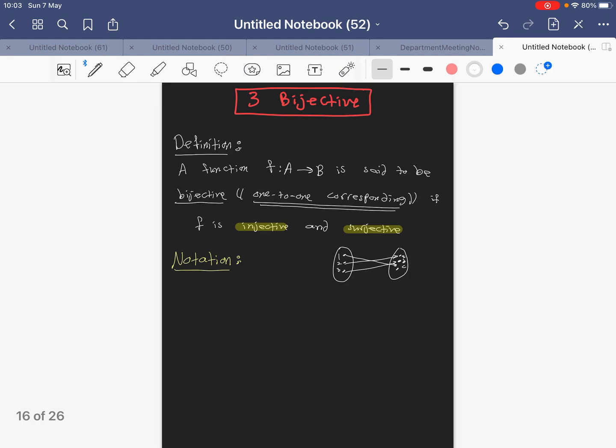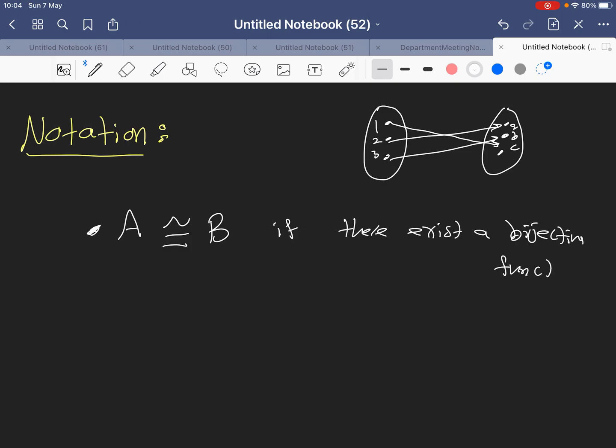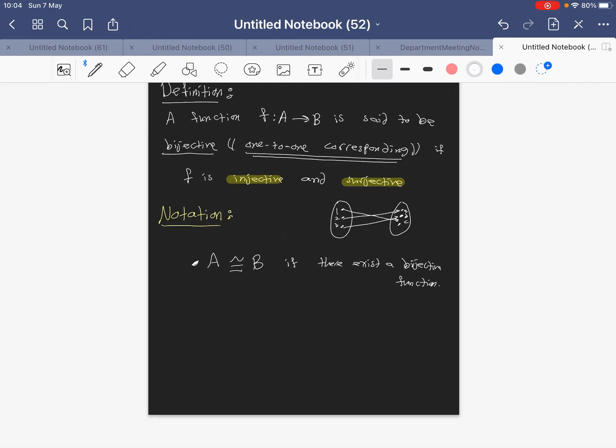One thing before I conclude this video is some notation. The first one, and the most famous one, is that sometimes we write A kind of equal, equivalent to B if there exists a bijective function. So we write something like this if there is a bijective function.